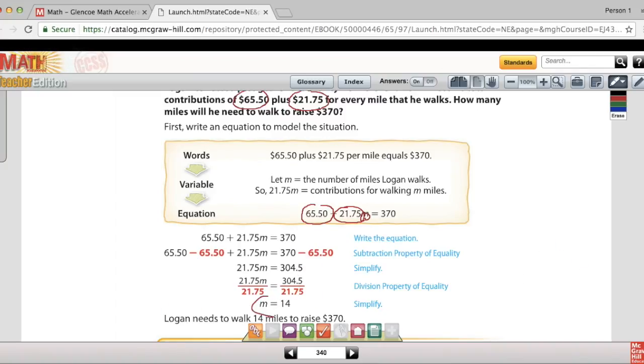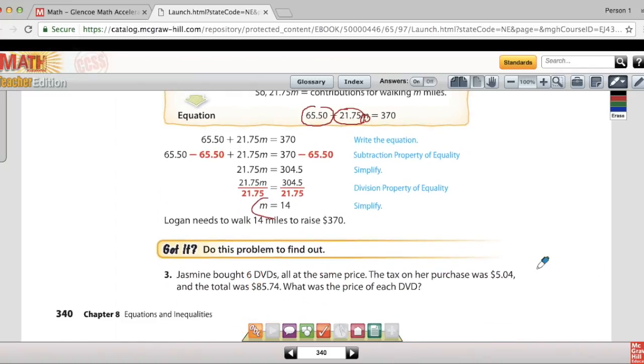So if I scroll down here and take a look at the example problem, Jasmine bought 6 DVDs at the same price. The tax was $5.04, and the total was $85.74.